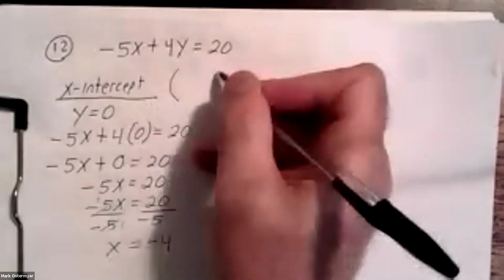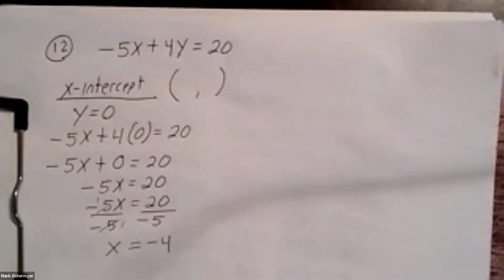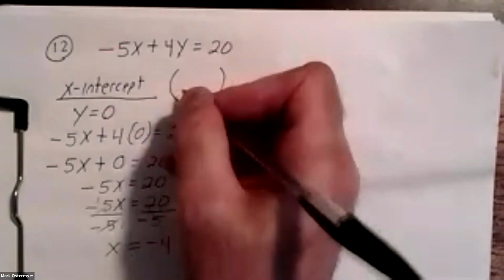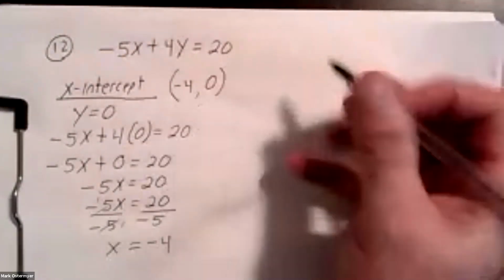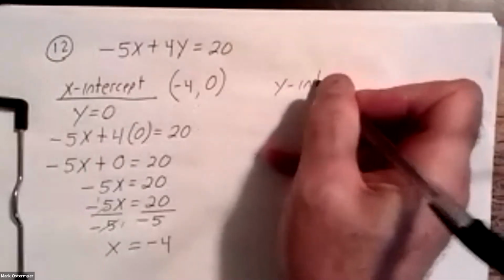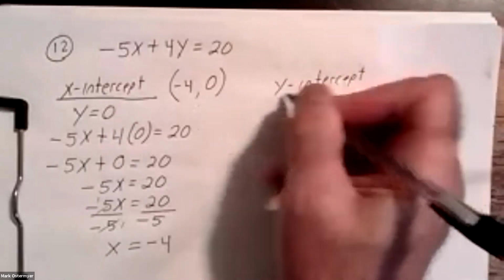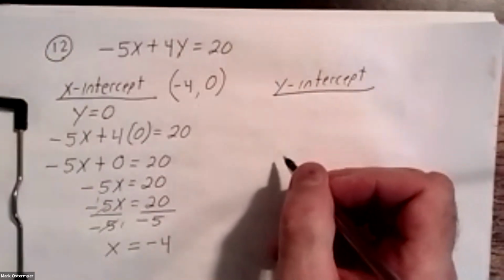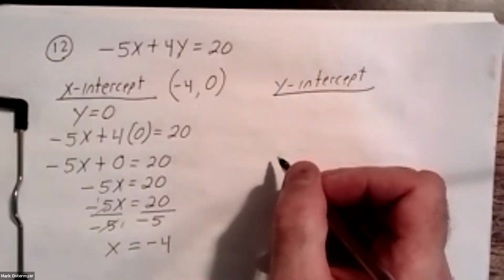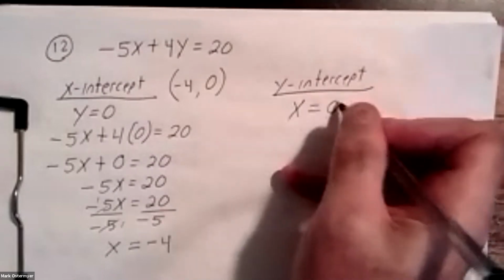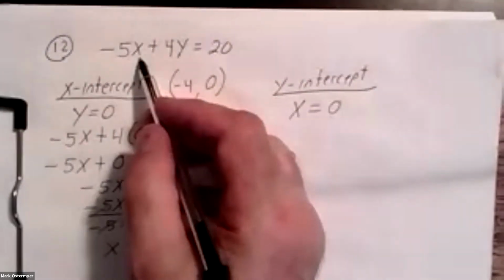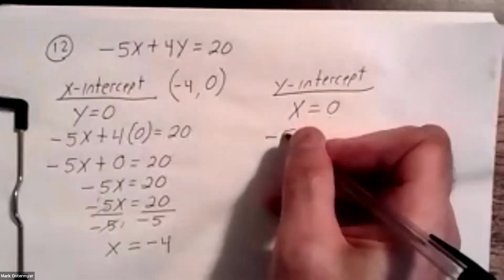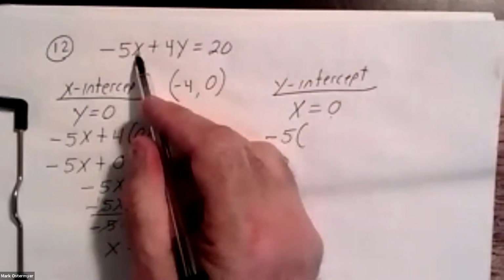As an ordered pair, what would be my x-intercept? -4, 0. You are correct. Now we can find our y-intercept by letting what be 0? X. Take 0, substitute in for your x variable into the equation. So we have -5 times 0 plus 4y equals 20.